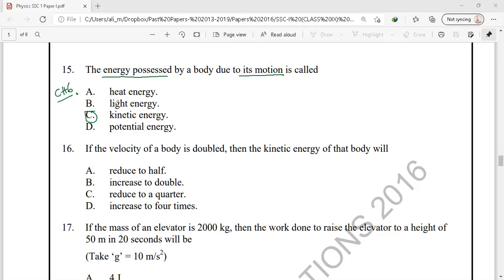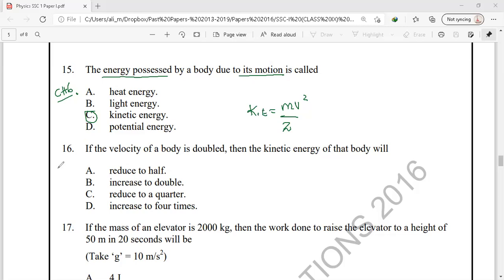The more the quantity of motion, the more will be the kinetic energy of that body, and kinetic energy's formula is mv square over 2. So the greater the velocity, the greater will be the motion, and the greater will be the kinetic energy of the body.